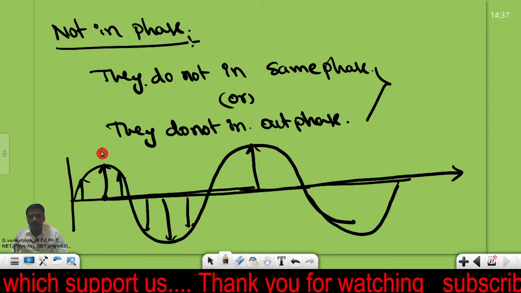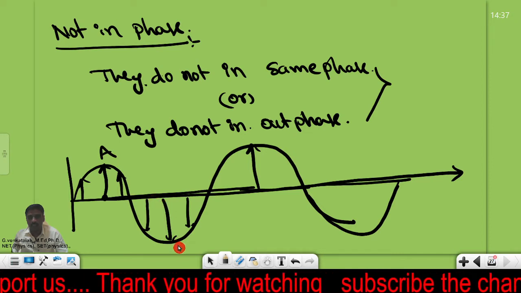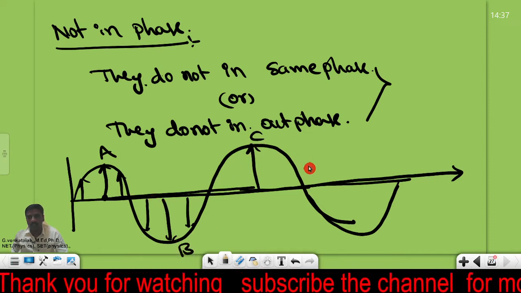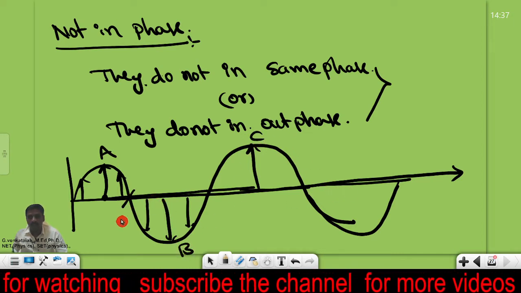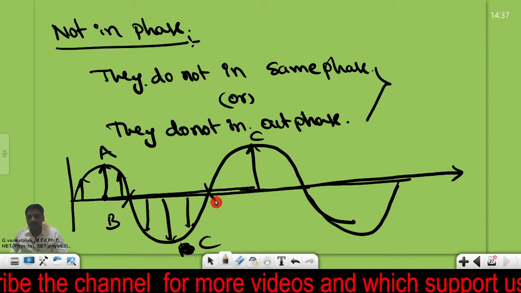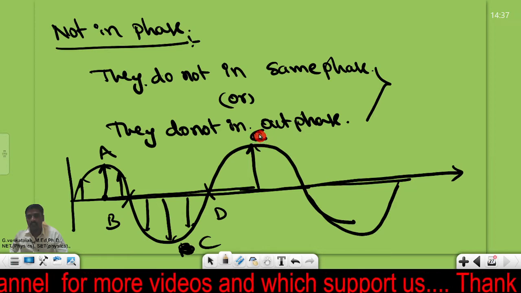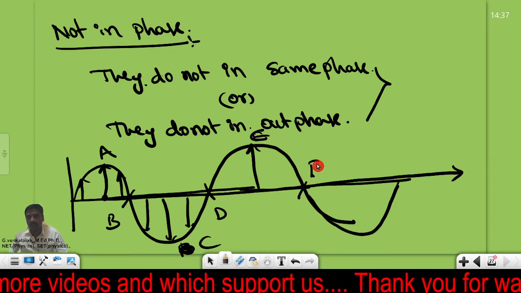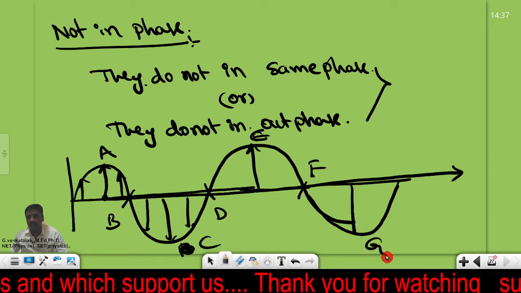Now let me assume this point is A, this point is B, this point is C, this is D, this one is E, this one is F, and this one is G.